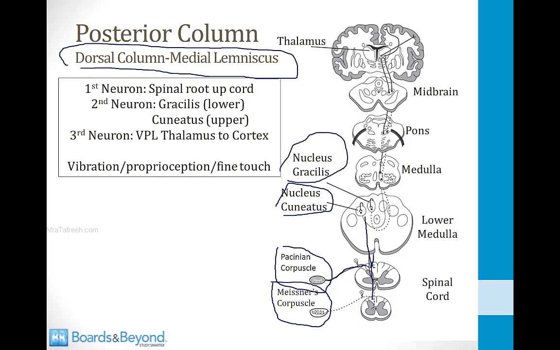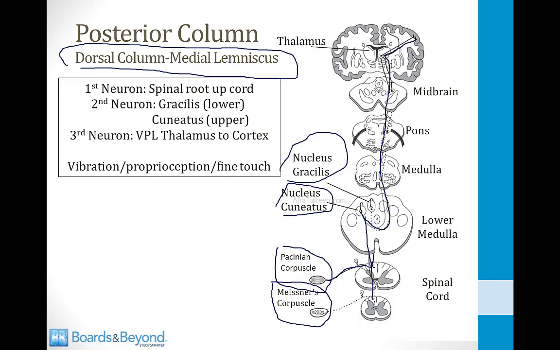And the nucleus cuneatus gets most of the information from the arms, and the nucleus gracilis gets most of the information from the thorax and lower extremities. After the synapse, a second neuron is then going to decussate and cross to the other side of the medulla, where it's then going to ascend through the medulla, the pons, and the midbrain and go up to the thalamus, and then it will synapse in the thalamus, and from there the information gets to the cortex.